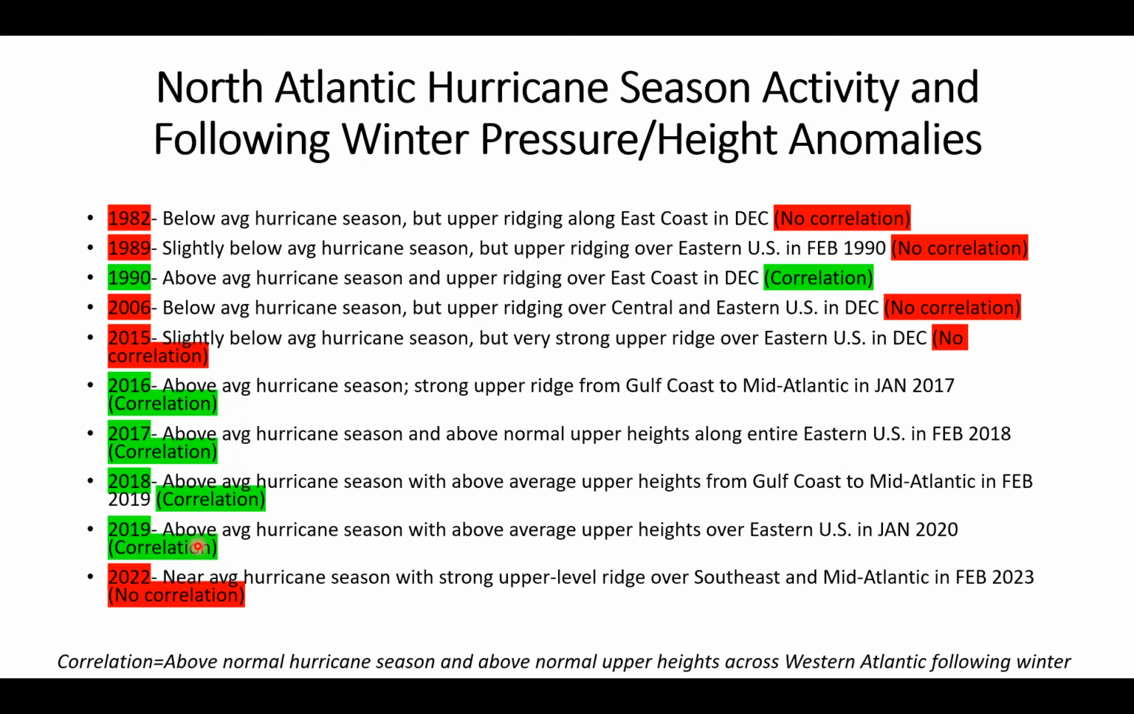So it's interesting that 2016 to 19, we saw above average hurricane seasons, the number of storms, and we saw at some point those following winters a strong upper level ridge develop. Okay, that is really intriguing to me. 2016 and 19, above normal hurricane season, and then the presence of a southeastern ridge or some sort of upper level ridge, anywhere from the Gulf Coast to the Mid-Atlantic up the eastern seaboard. So that's really interesting to me.